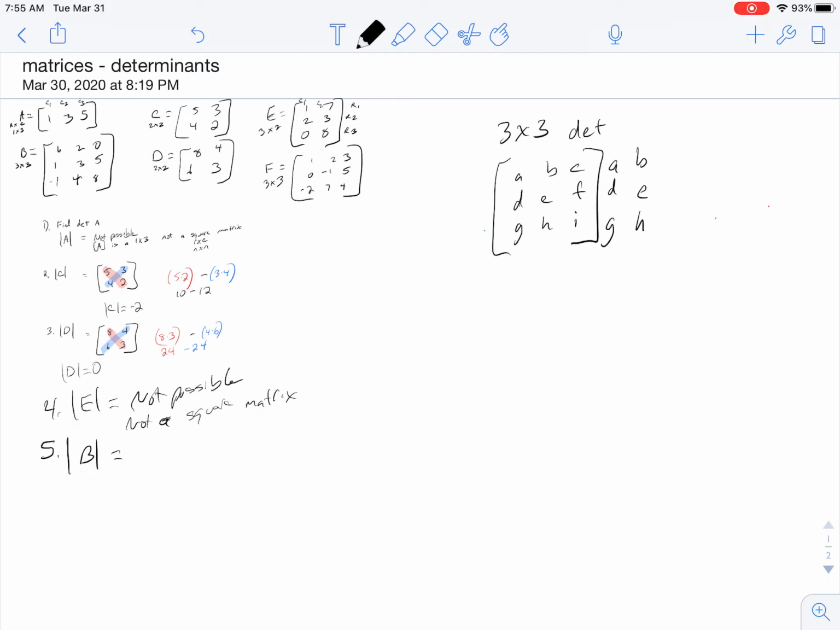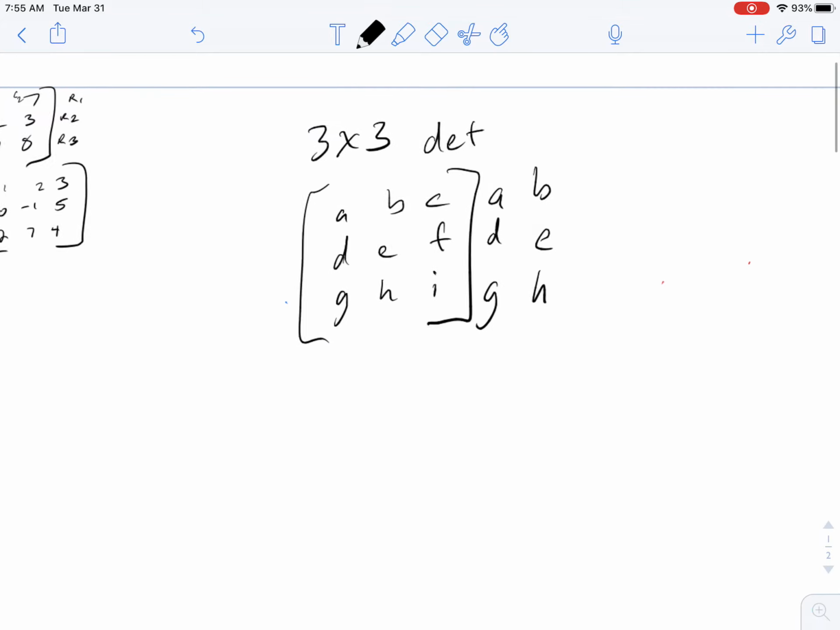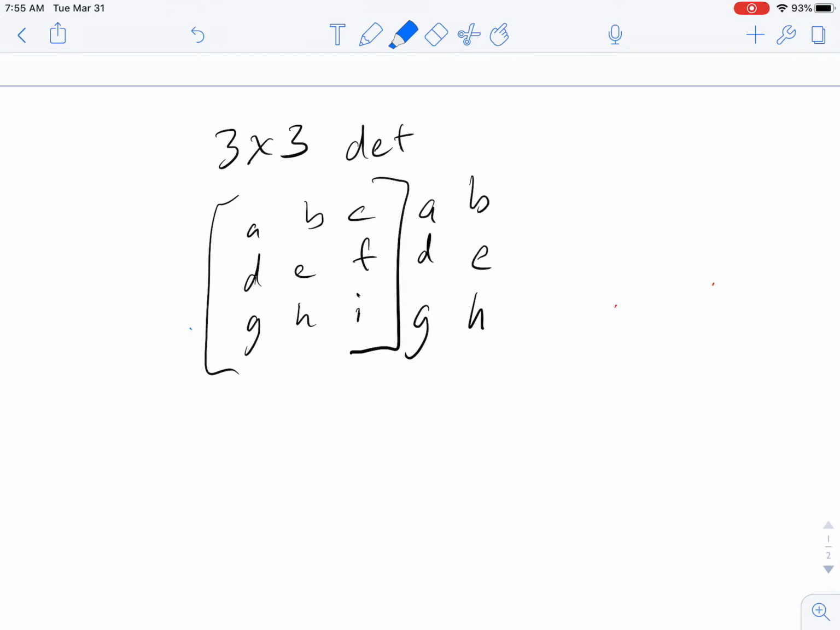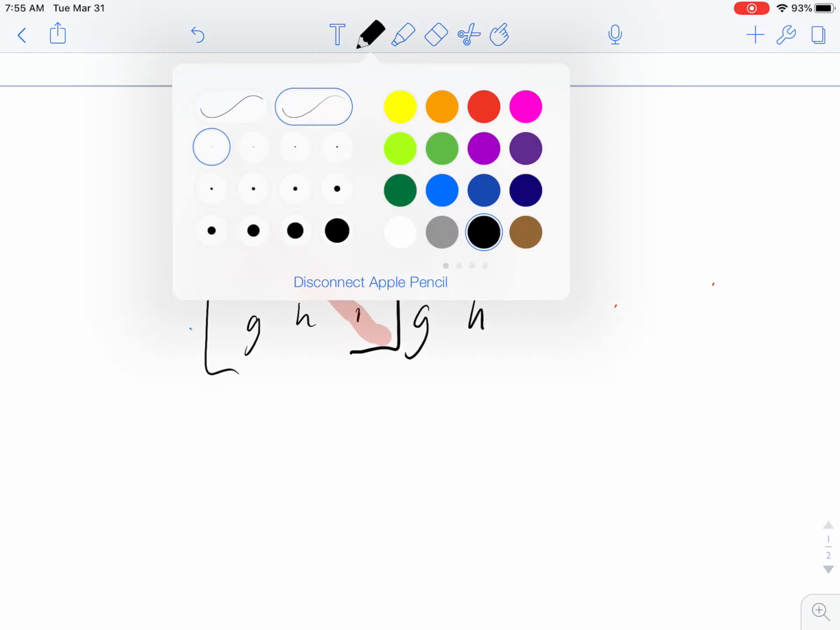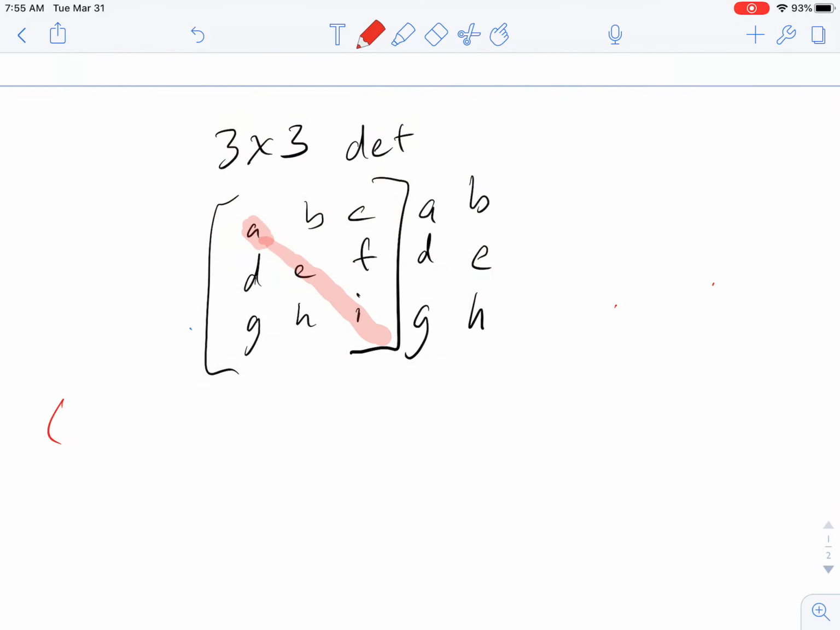From there, I'm going to then go ahead and do a diagonal. But watch this. I'm going to color code them. I'm going to start with element A, which is in what we call the first row and the first column. So it's going to go A, E, and I. And what I'm going to do is multiply all of the elements in that first diagonal. So it's going to be the product, A times E times I.